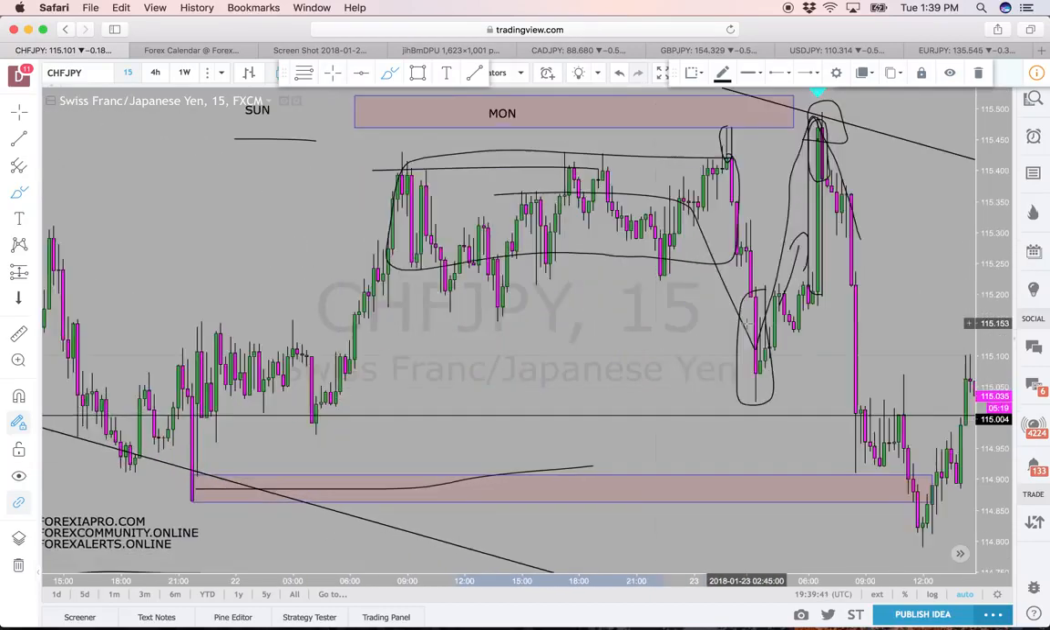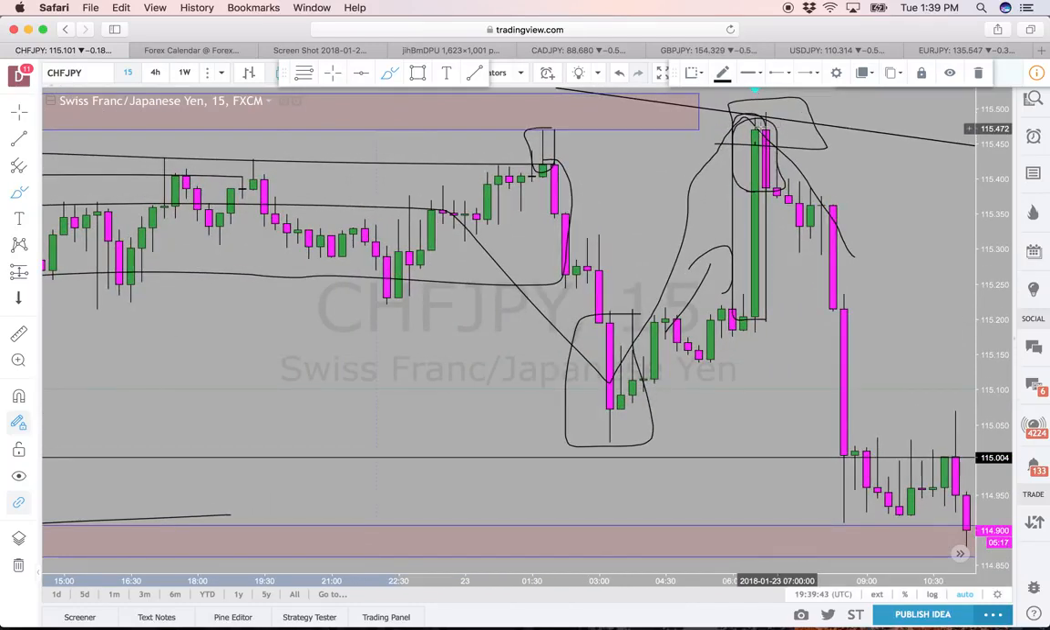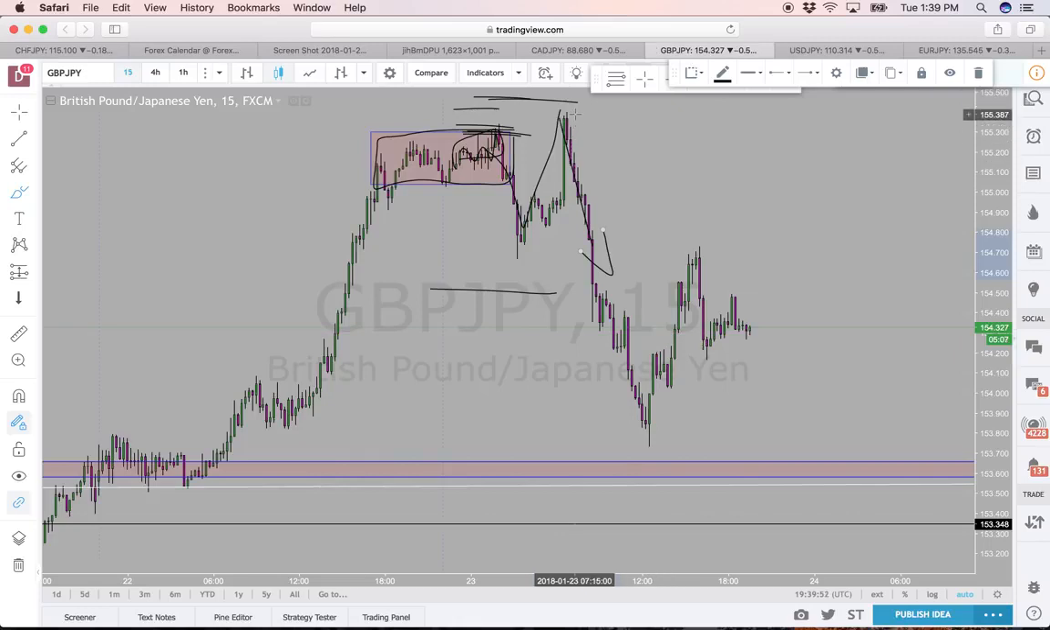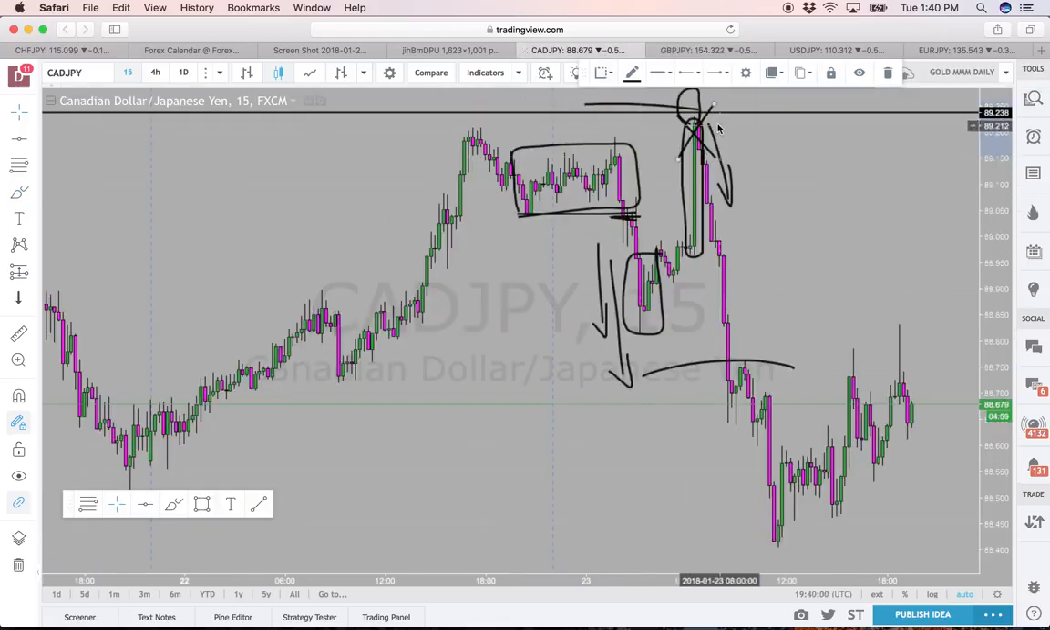What was the confirmation here? That railroad track right there. On every pair you could have taken it after that railroad track happened. Right there. GBP JPY right there. Sold right there. Zero drawdown. Sold right here. Zero drawdown. Just like we did.